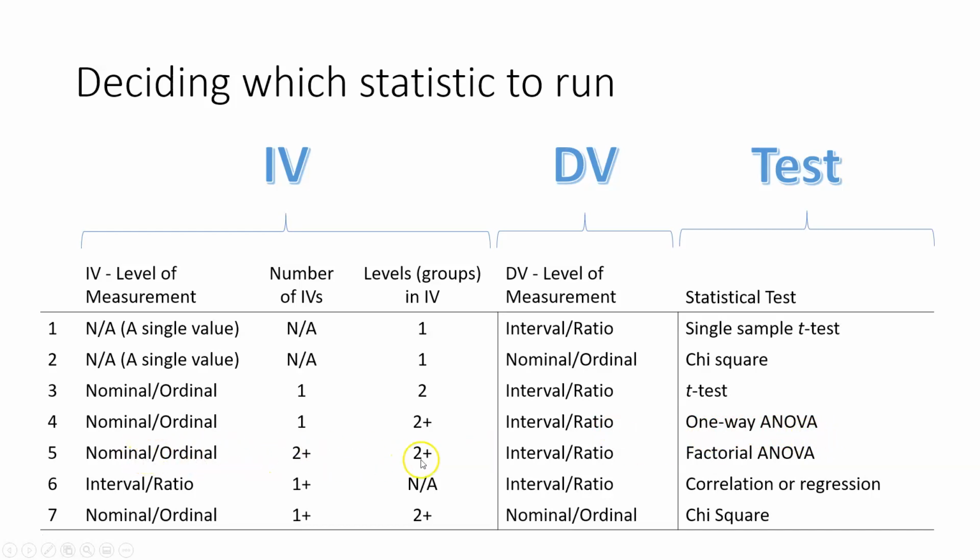If we had a similar situation, but instead of having just one independent variable, we had two or more independent variables, then we would run a factorial ANOVA. Remember, this is a situation where you have multiple independent variables and you're comparing whether there are differences across the levels of each of these multiple independent variables.